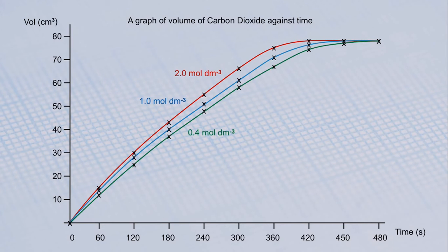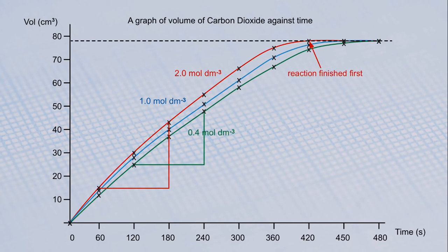From the graphs, we can see that with lower concentrations of hydrochloric acid, the reaction is slower. This is clear from the gradients of the curves. For the higher concentrations of acid, the curve is steeper. We can also see that the 2.0 mol/dm³ hydrochloric acid reaction finished in a shorter time. This evidence shows that the reaction rate increases with increased concentration of hydrochloric acid.